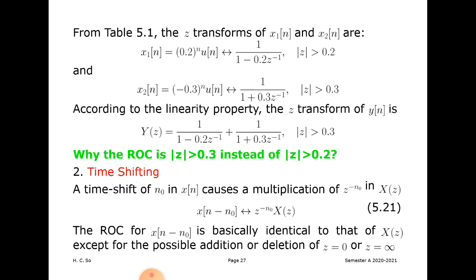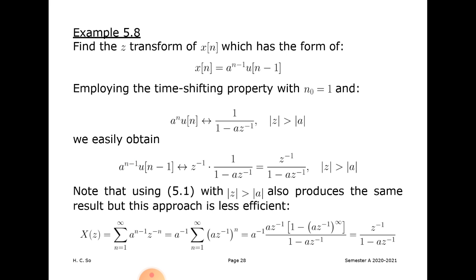The next property is the time shifting property. A time shift of n0 in x(n) causes a multiplication of z^-n0 with X(z). So x(n - n0) corresponds to z^-n0 X(z). The ROC for x(n - n0) is identical to that of X(z), except for the possible addition or deletion of z = 0 or z = infinity.